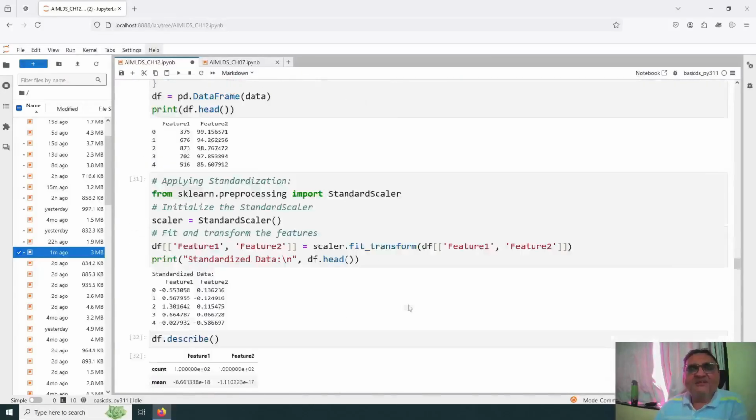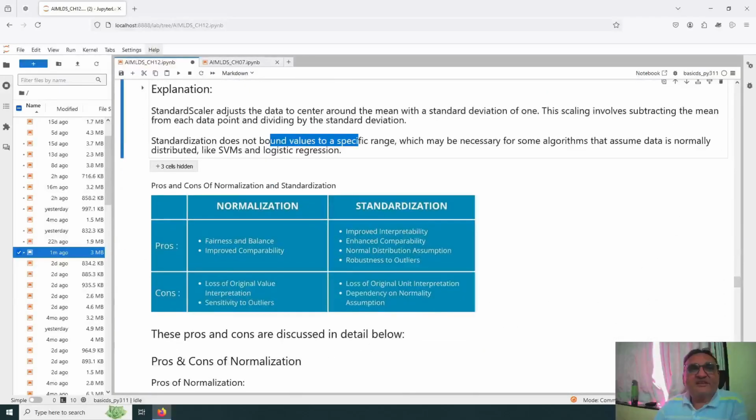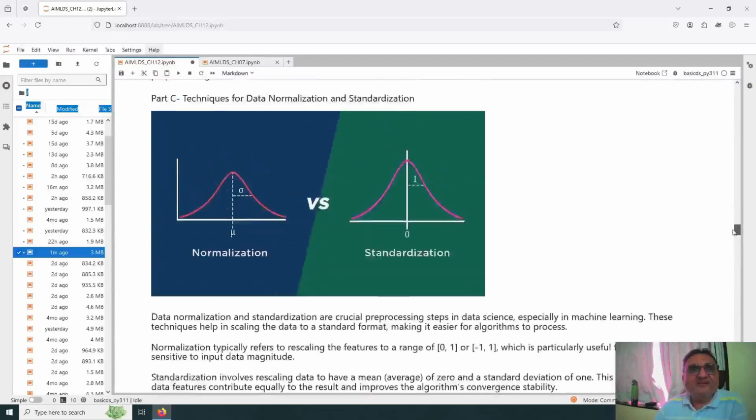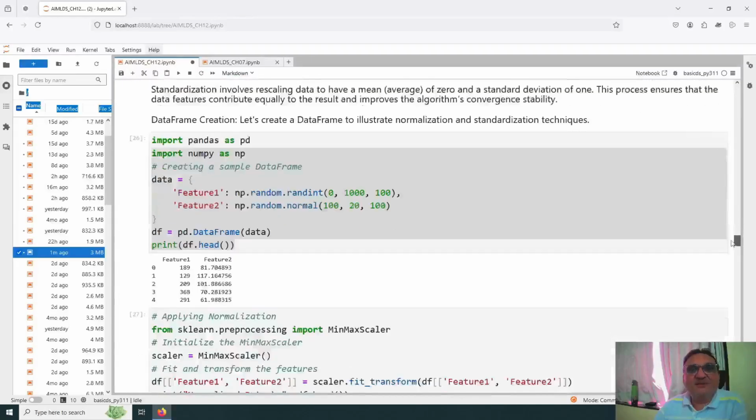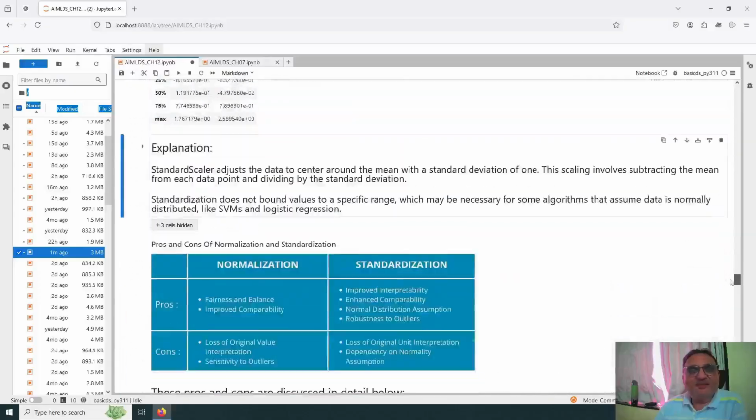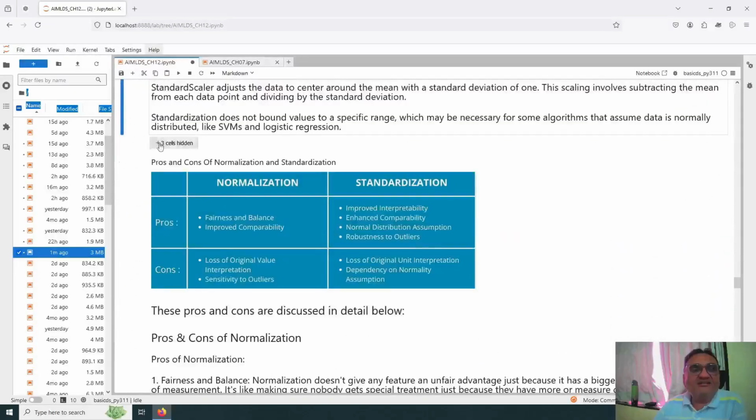Now there are certain algorithms like SVM or logistic regression which assume that the data is normally distributed. Normally distributed is that left side diagram here. So that is, the data is bound between two specific points. So they may not work well if you do standardization. For them, normalization is itself required.